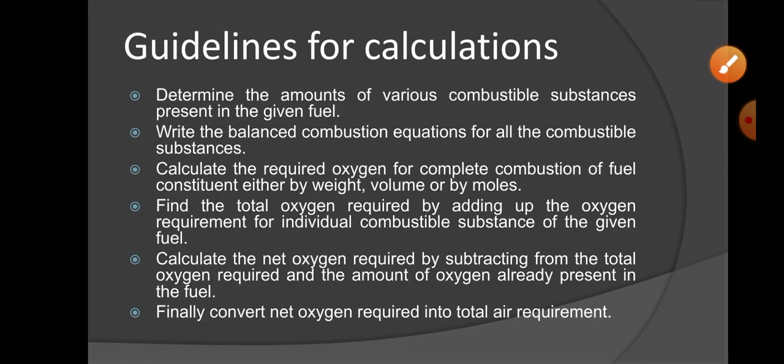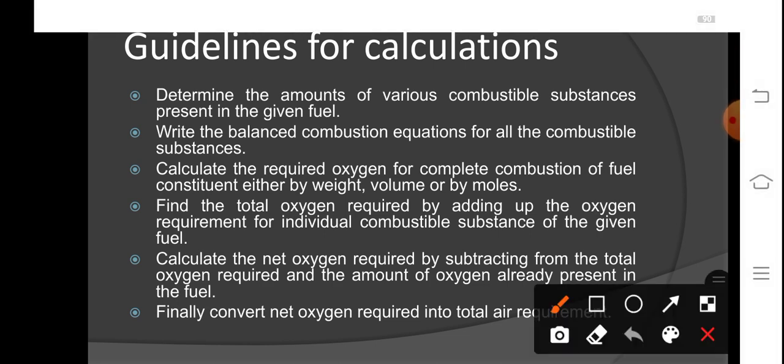Let us move forward. Let us see what the guidelines for calculation are. We need to follow these guidelines before moving ahead. Number 1, determine the amount of various combustible substances present in the given fuel. So the first point is the fuel which is provided to us, in which we need to calculate the amount of combustible substance. For example, how much carbon is present or how much hydrogen is present. Whatever the constituents provided, the first step is to calculate their amounts.